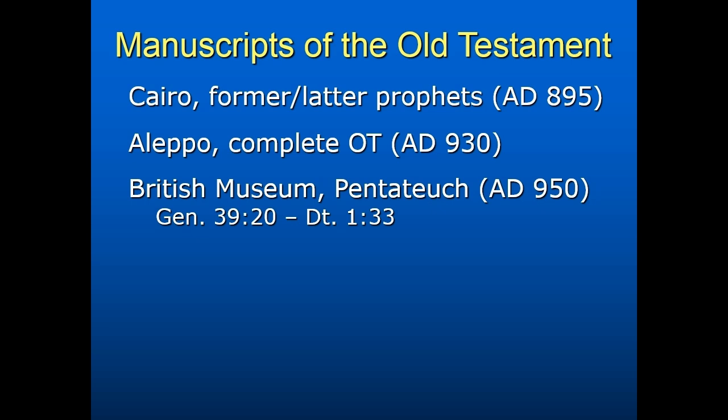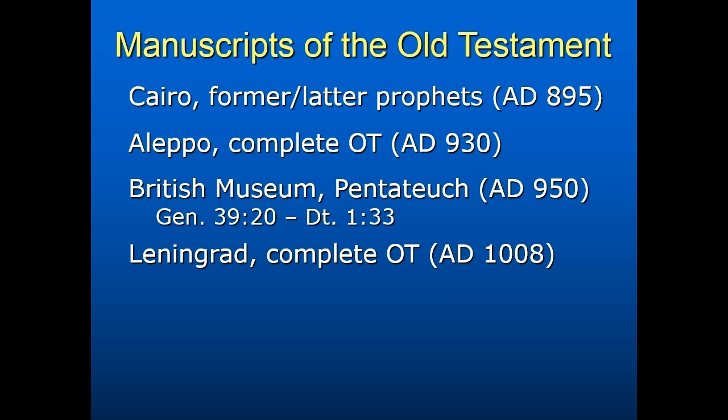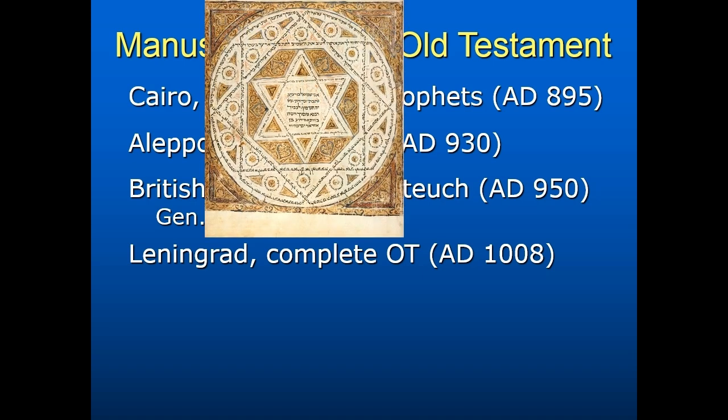have only Genesis 39:20 through Deuteronomy 1:33. It dates from AD 950. Notice that full column of marginal notes there. There is also the Leningrad Codex, with the complete Old Testament, from AD 1008. As you can see, it was handsomely illustrated.